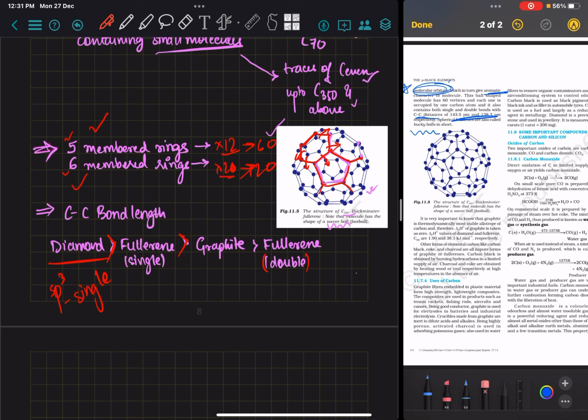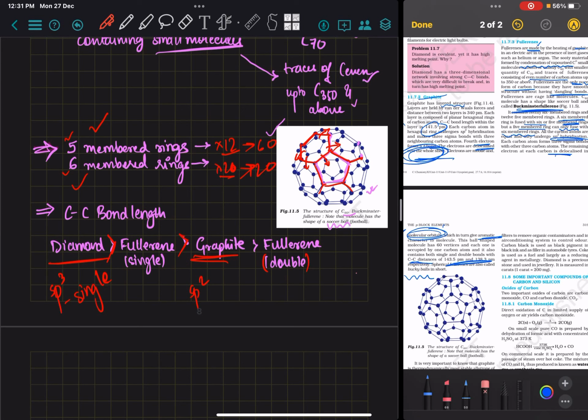Then graphite comes here, because in graphite the carbon is also sp2 hybridized, similar to fullerene, but the delocalization of the fourth electron is over the whole sheet. The CC distance is intermediate between the single and the double bond. So that's how you can remember it, and maybe this comparison will help you.